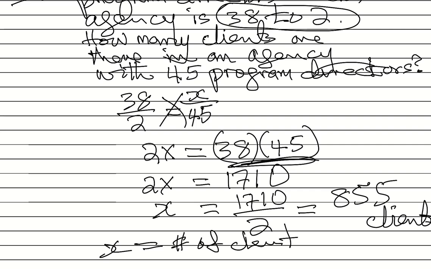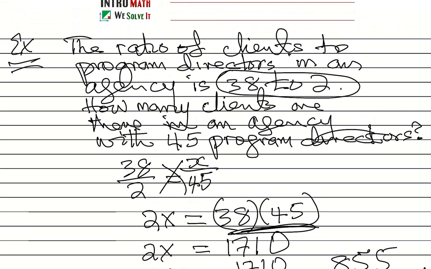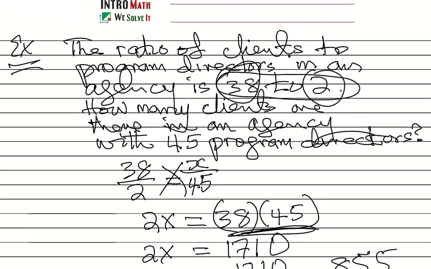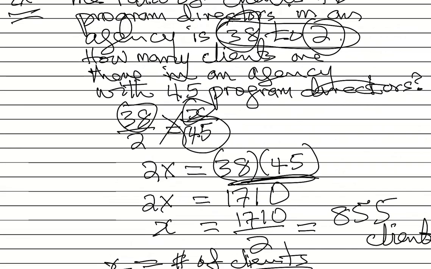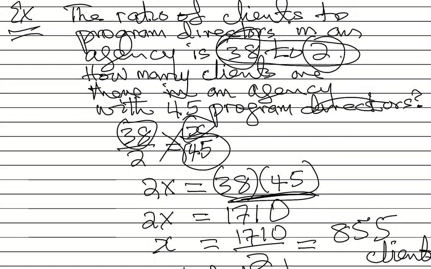If you understand the problem well, you read the problem carefully, but don't spend too much. Don't split hairs. The number of the clients to program directors. Clients to program directors. And then they want how many clients are there in the agency. See the way they're only giving you 38 to 2. These are clients. They're looking for clients. You put it here and then you put the number of program directors down there. You cross multiply. There's nothing to be scared of. You gotta read it carefully, but don't spend too much time over reading it.